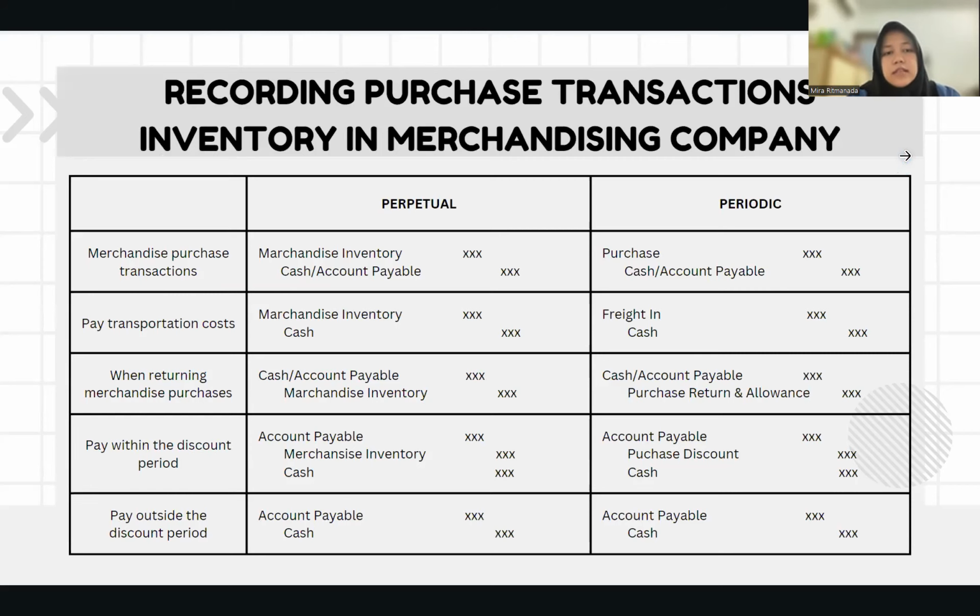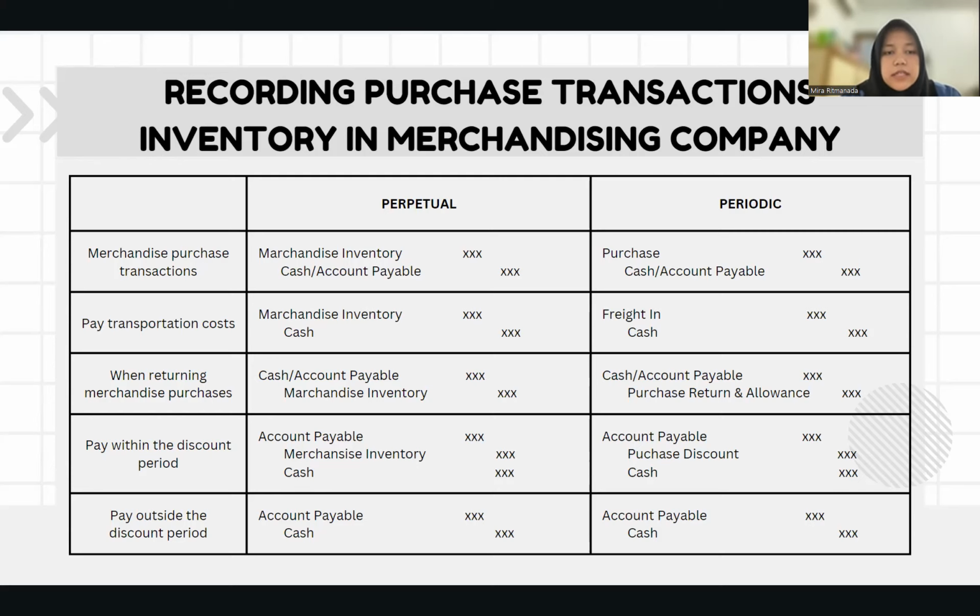Recording purchase transactions of inventory in a merchandising company. A merchandise purchase transaction will be recorded in the perpetual system as merchandise inventory on debit, and cash if purchased in cash, or accounts payable if purchased on credit. Whereas in the periodic system, it will be recorded as purchases on debit and cash or accounts payable on credit.